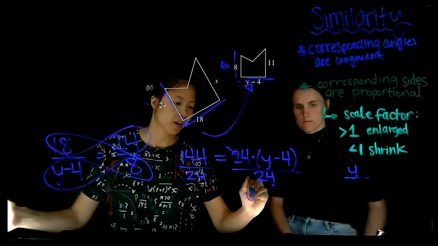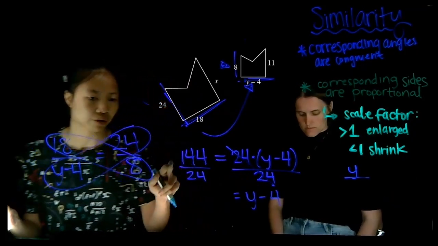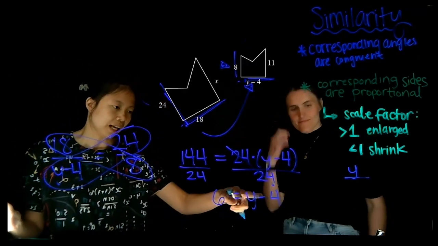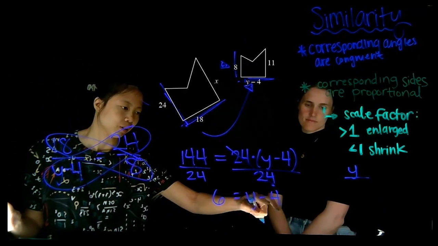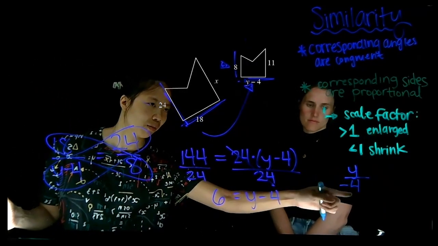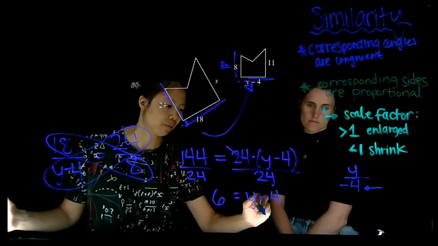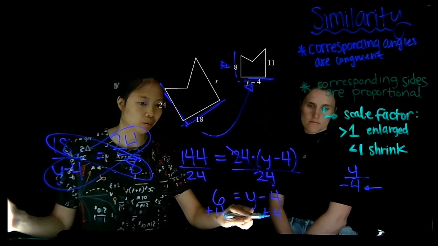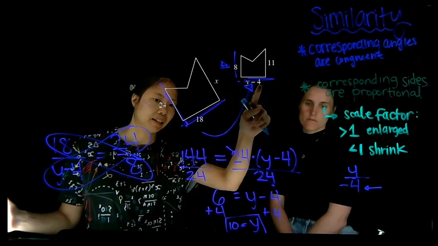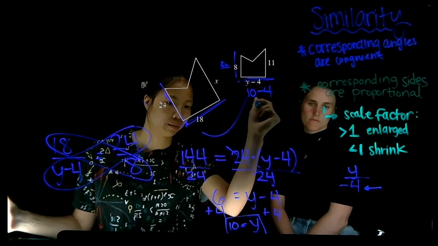I'm left with y minus 4 equals, and 144 divided by 24 is 6. Last step to get y by itself, y has a subtract 4. To undo a subtract 4, we are going to add 4. So I'm going to add 4 both sides, and I'm left with y equals 10. So I know that this side is 10 minus 4 because y equals 10.